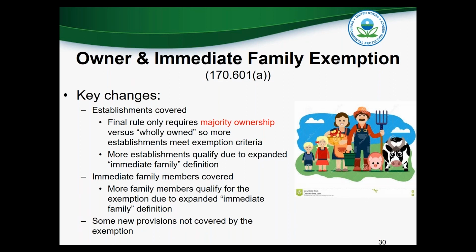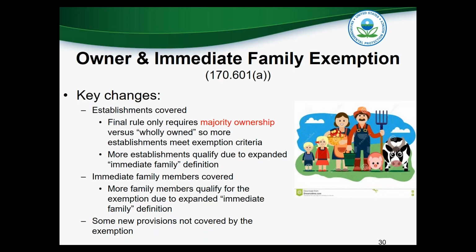The first is that under the previous rule, in order for an establishment to qualify for the immediate family exemption, it had to be wholly owned, meaning that all of the owners of that farm had to be related by the immediate family relationship. And if any of them weren't, then no one in the establishment qualified, and none of the owners qualified for that exemption.